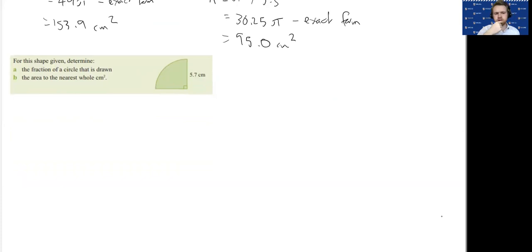And then for this one here, we have a fraction of a circle. So what we're going to do is find out the area if this was a whole circle, and then we're going to multiply it by whatever fraction we have. So clearly here we have a quarter of a circle. So we're going to say that area equals a quarter times pi times 5.7 squared. So we've got the pi r squared part for a whole circle, and then we're timesing that by a quarter, and that will give us our answer.